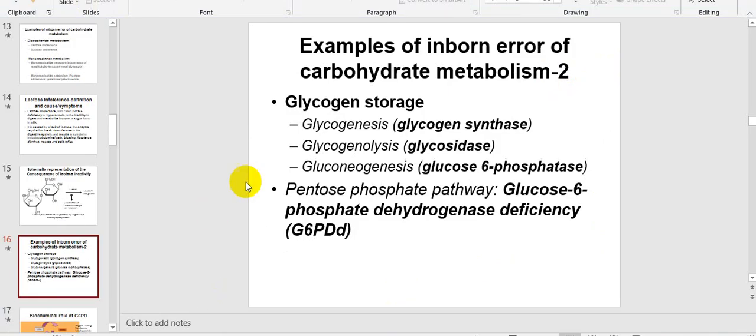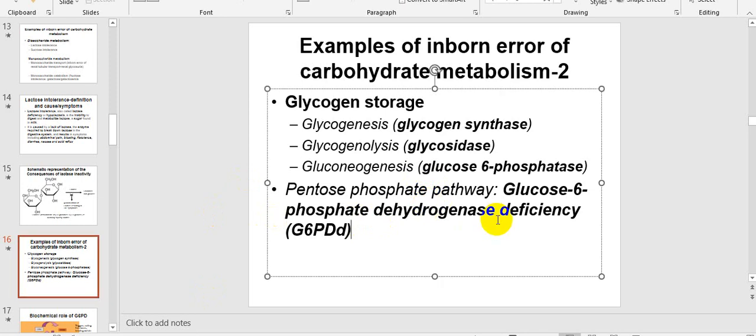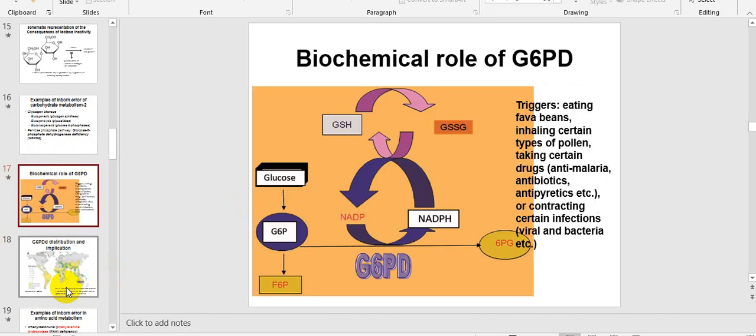Okay, so let's continue. Pentose phosphate pathway. This one uses glucose 6-phosphate dehydrogenase. And if a patient is suffering from glucose 6-phosphate dehydrogenase deficiency, meaning the person does not have this enzyme, it leads to hemolytic breakdown of red blood cells when the person comes into contact with fava beans, some anti-malaria drugs and the rest. That's why if you are pregnant, they tell you to go and do a G6PD test. This is G6PD, but we will tackle it when we are doing the pentose phosphate pathway.